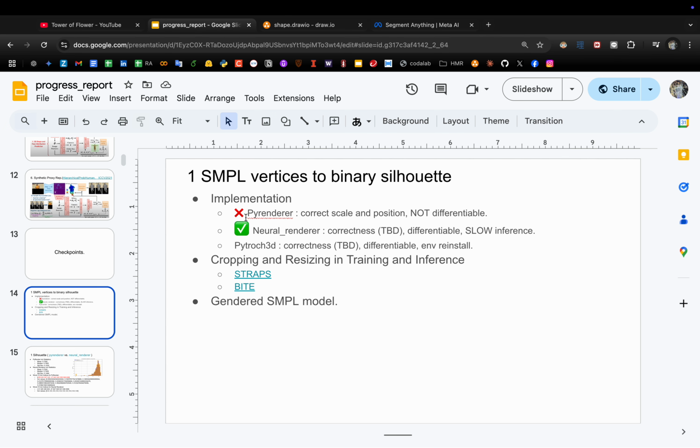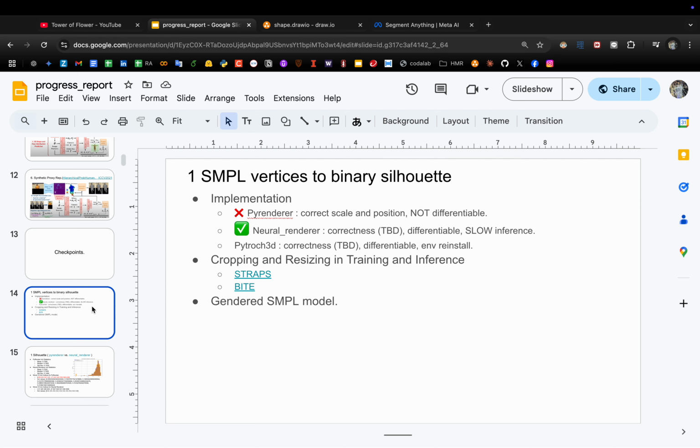In the previous video, we already verified that PyRenderer has quite accurate silhouette prediction. But the problem is that, as far as I know, it is not differentiable, and it also does not support batch processing, so we cannot use it in our model inference.